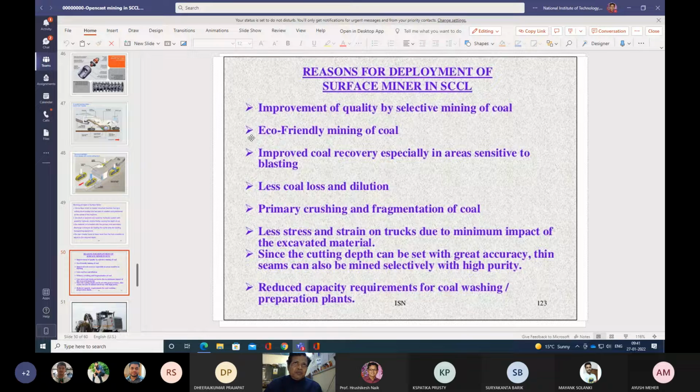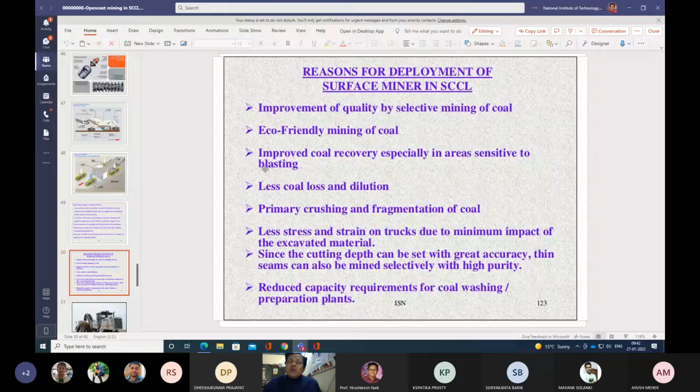It is a very eco-friendly coal mining method. As I have discussed earlier, it is a very environment-friendly mining method of coal. There is no drilling, no blasting, no noise. There is no environmental pollution, no air pollution, no dust pollution, no vibration, no fly rock problem if you are going to use this surface miner technology. And also it is an improved coal recovery technology, especially in areas sensitive to blasting.